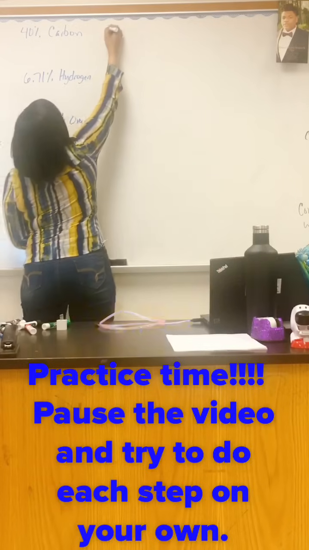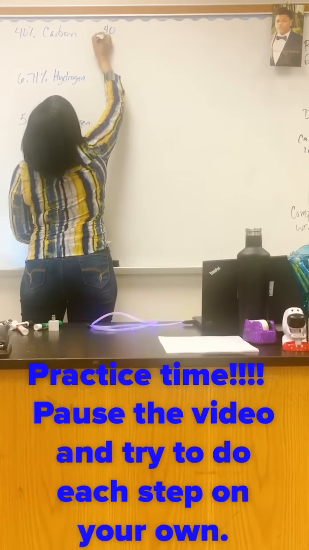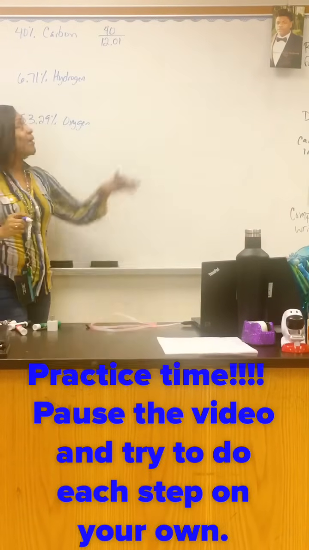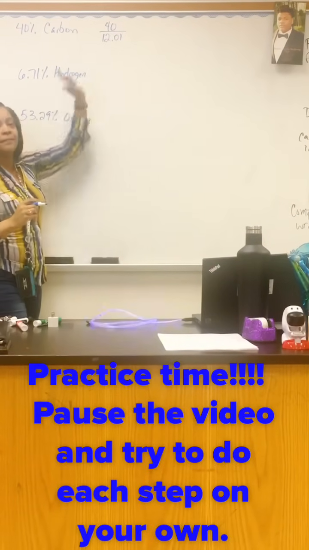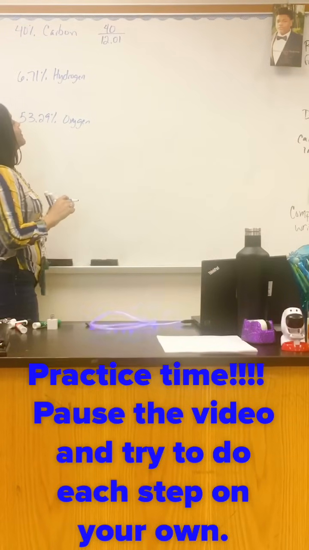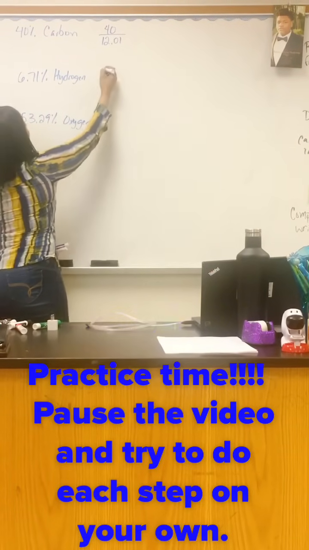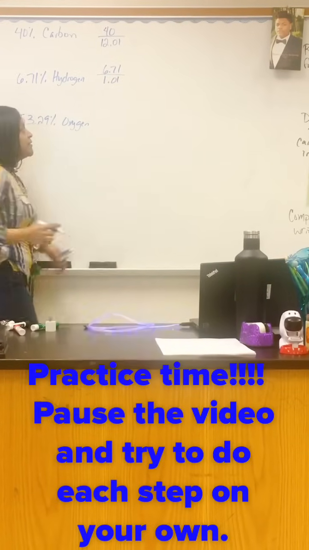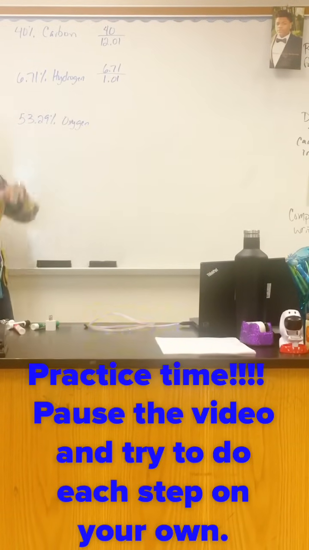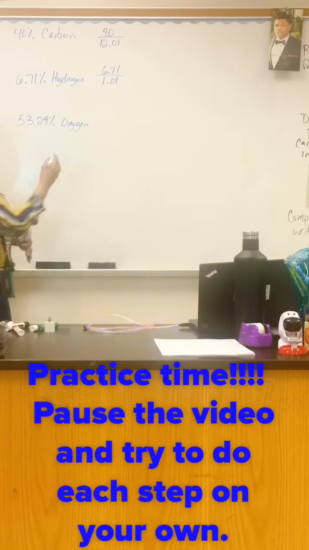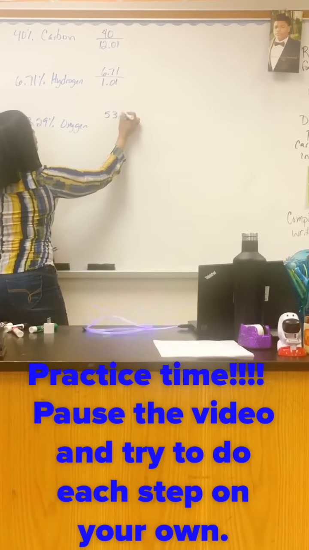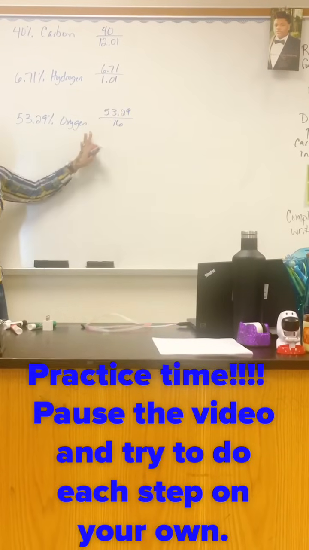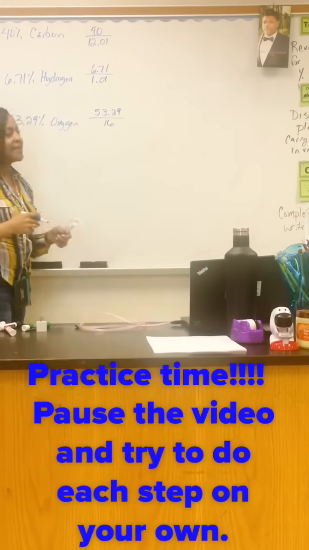Okay, so we're going to put this 40 divided by 12.01, yes? And where do we get 12.01 for carbon from? Periodic table of elements. Then we're going to take this value here, 6.71, and divide it by 1.01. Again, we got this atomic mass from the periodic table. And we're going to divide 53.29 by 16, which is the atomic mass for oxygen, also from the periodic table.